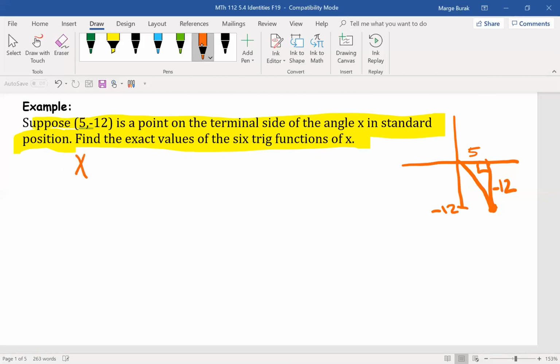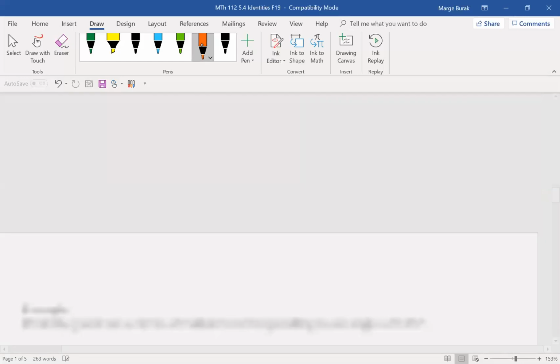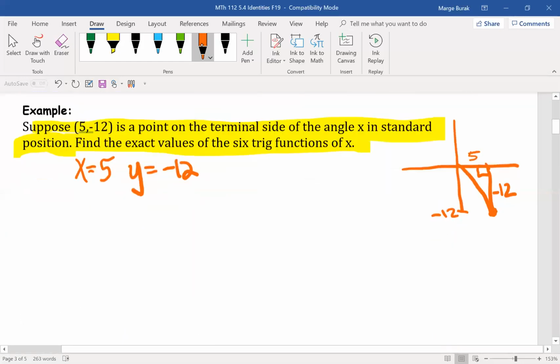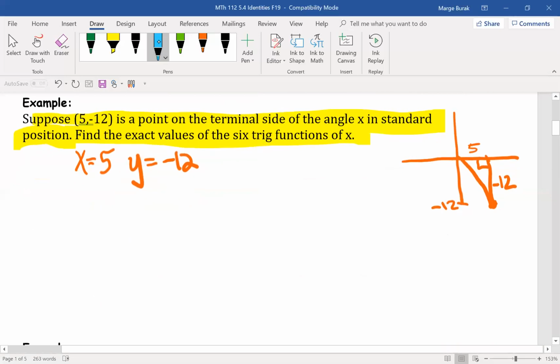So now we have x is 5, y is -12, and we need to find r, because then we can find everything. If you see a right triangle over here, then we're going to use the Pythagorean theorem. Let's do that in blue. So we'll take x squared plus y squared equals r squared.